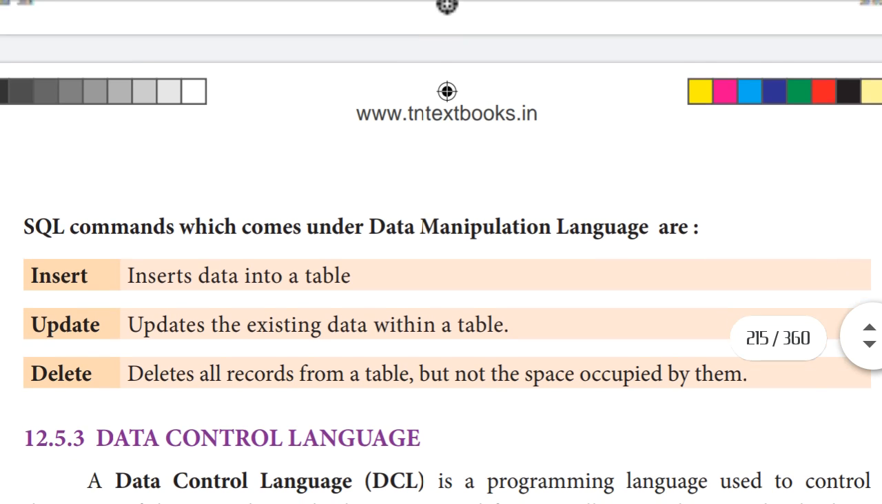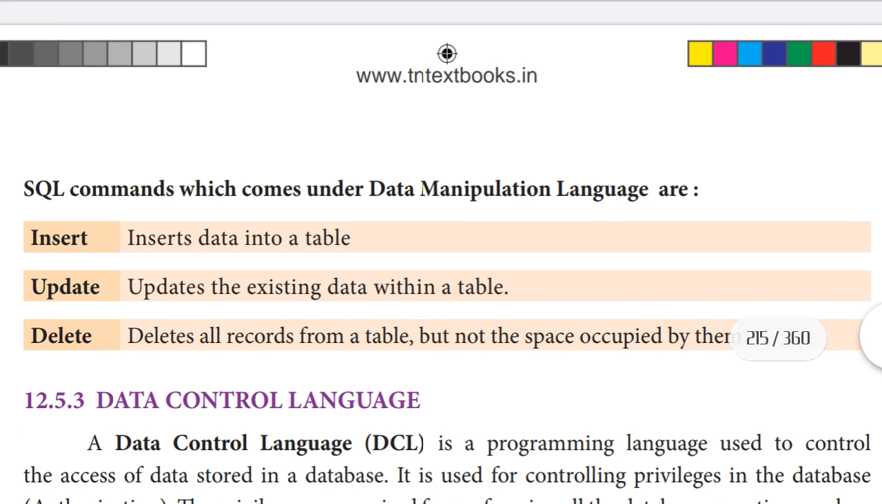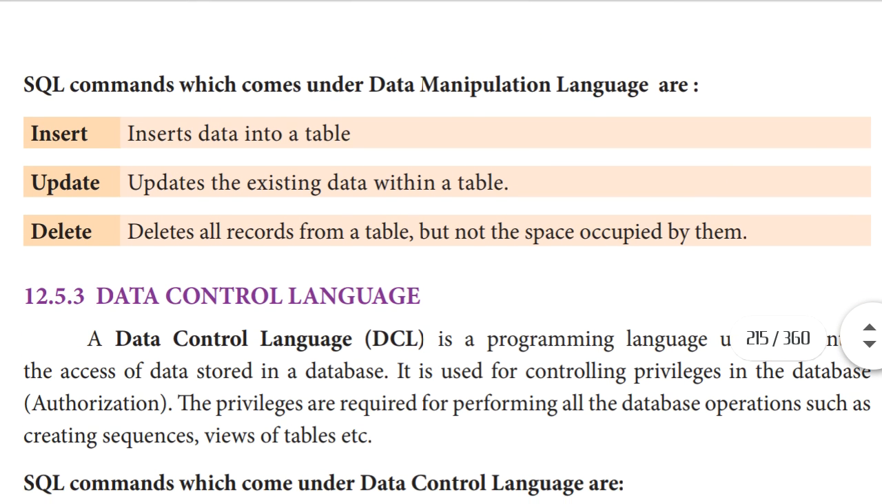Next we are going to see SQL commands which come under data manipulation language.